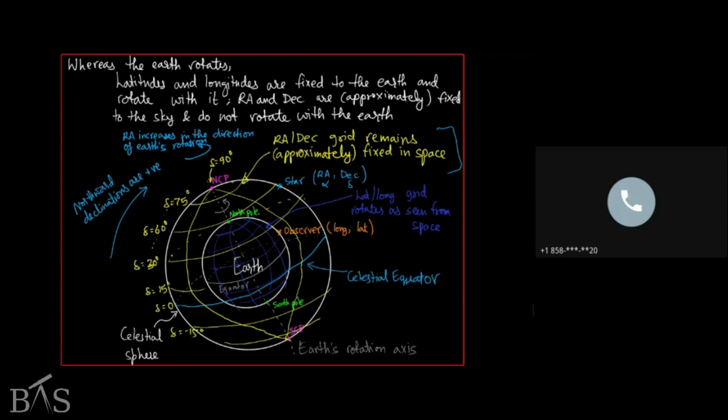So right ascension is normally shortened to RA. So you might hear people say RA and DEC. DEC is short for declination. So you hear this term RA and DEC a lot in astronomy. Okay, I hope this is clear because this is important. So let me pause and ask if there are any questions.